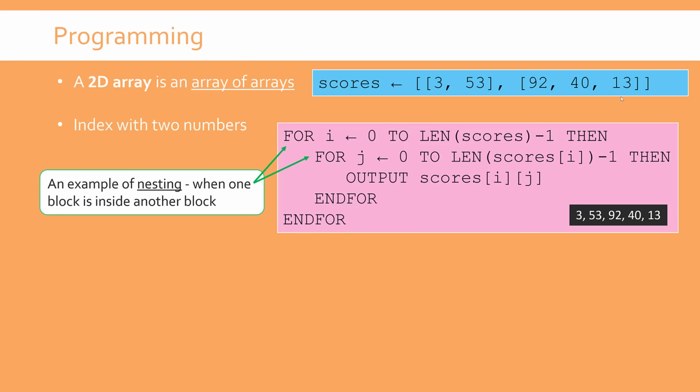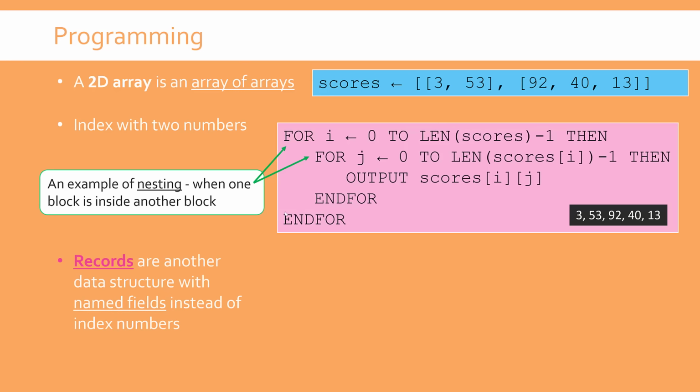Now just as a quick bit of terminology, here we've got a for loop inside another for loop. This is an example of nesting. Nesting is where you just have one block inside another block. So if you've got, say, an if statement inside a while loop, that's also an example of nesting.